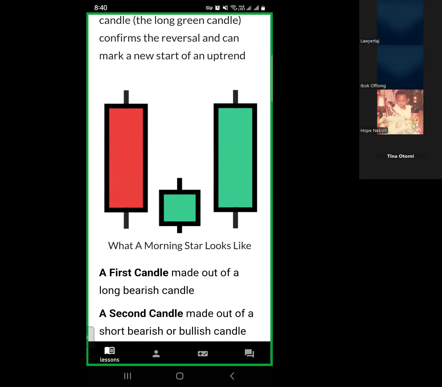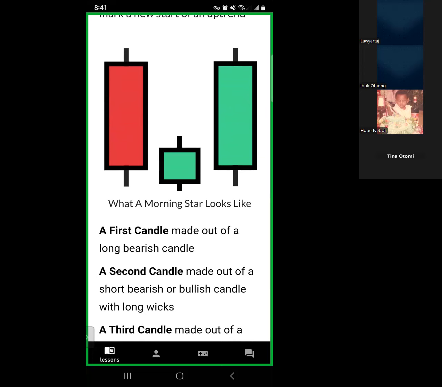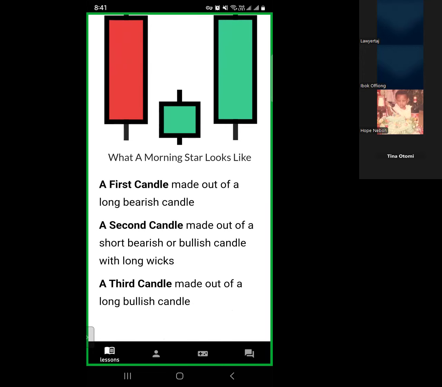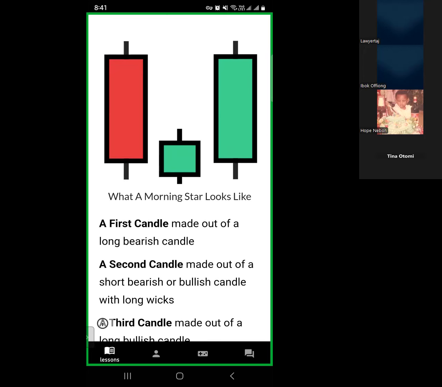So this is what a morning star looks like. It is created from a formation of three candles: the red, a small green, and then a big green. So a first candle made out of a long bearish candle. The second candle is made out of a short bearish or bullish candle with long wicks. So you see this second candle can actually be a red or green candle. And then a third candle made out of a long bullish candle. That is the formation of it.